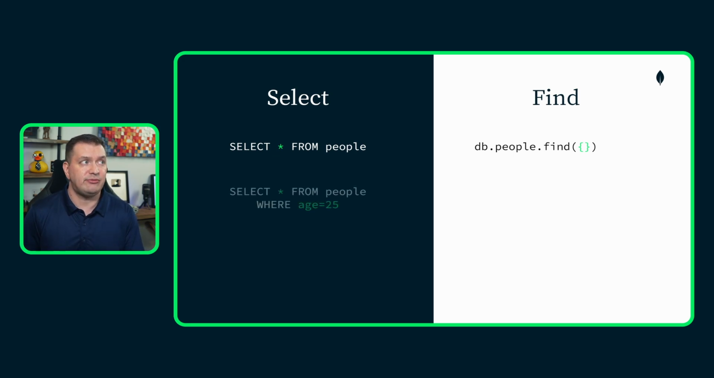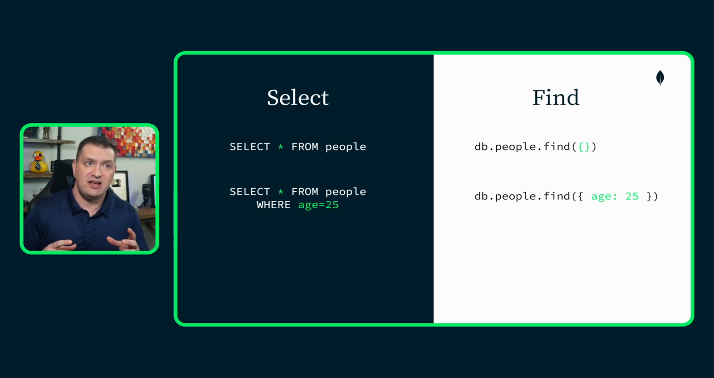So if we take that a step further and we select star from people in SQL where age equals 25, in MongoDB we would just put that into the find in an object. So we'd say age colon 25. So that's the same as saying the age equals 25.